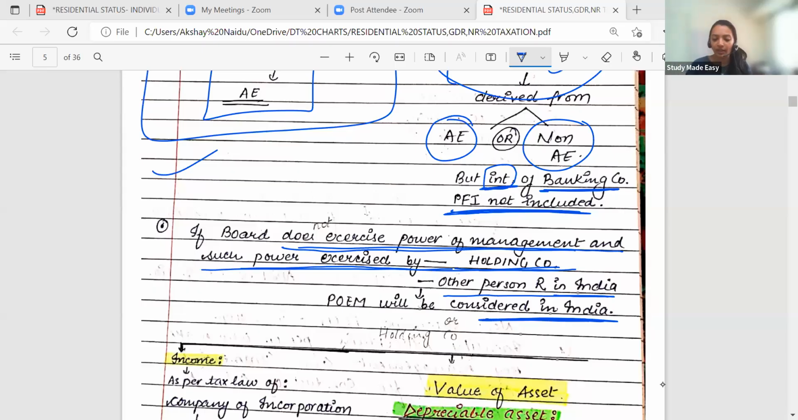So in that case, even though the board is outside India, even the majority board meeting is outside India, but the person taking the decision is resident of India, it will be considered to be POEM in India. That means both the conditions need to be satisfied, active business and majority of the board meeting. But if the person is taking decision from India, substance over form will overrule these two conditions and your POEM will be considered in India itself.